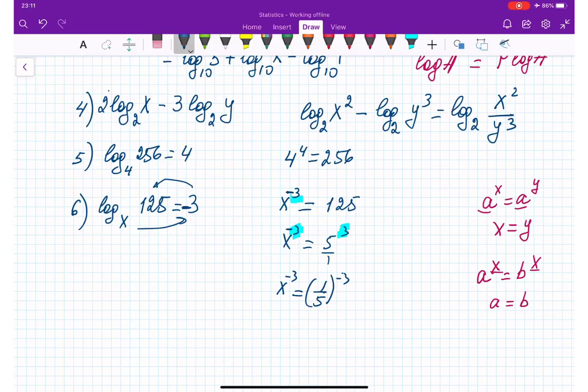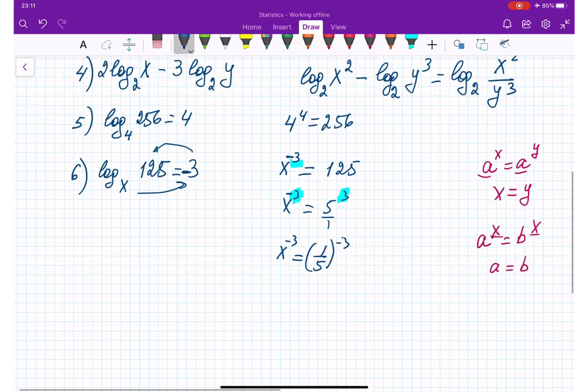Yes? Because every time you want to get rid of a negative exponent, or you want to bring it to a negative exponent, you're going to flip your fraction. When we say 5, a whole number, we understand 5 over 1. So if you want to represent it in the format of a negative exponent, you're going to flip it. 5 is going to be 1 over 5. So from here, we see that the exponents are the same. Hence, x is equal to 1/5.